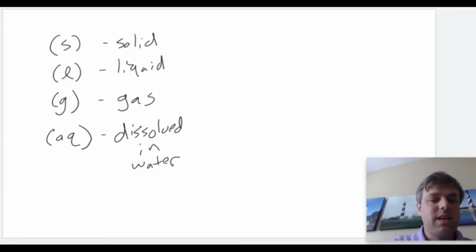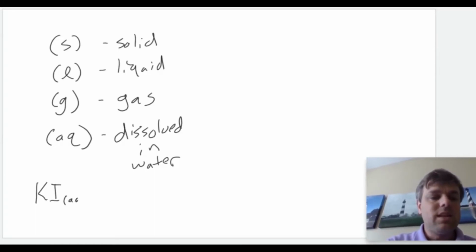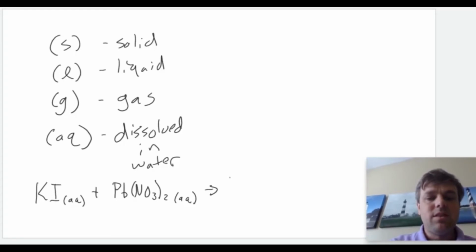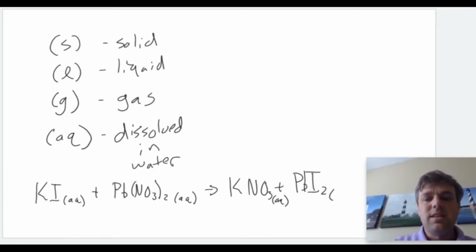An example of that is in the following reaction, where you have potassium iodide, which is aqueous, reacts with lead II nitrate, which is also aqueous, and it makes potassium nitrate plus lead II iodide, PbI2. Potassium nitrate is aqueous, lead II iodide is a solid.